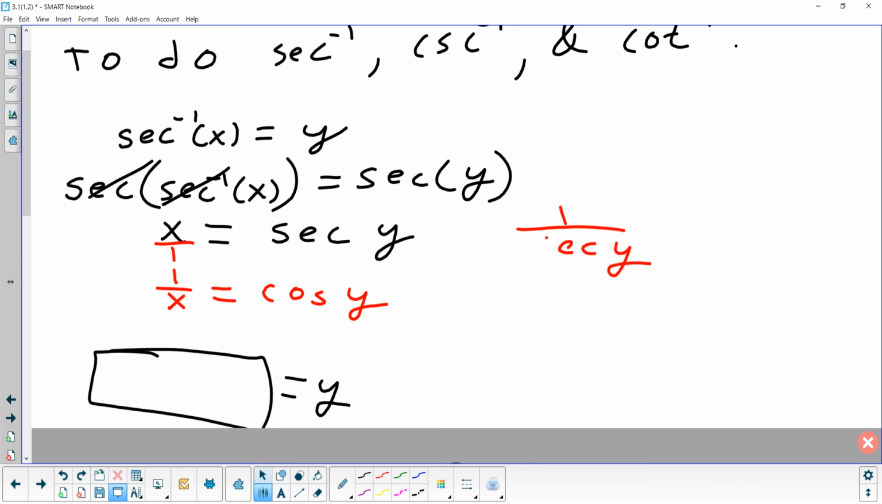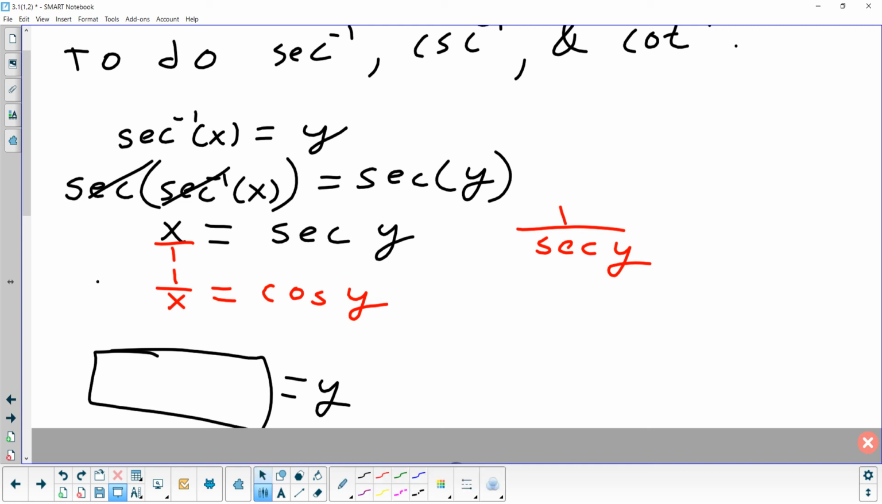It is 1 over secant, but we learned last week when you flip secant, it turns into cosine. Now the last step here is I want to get y by itself again. I don't want this cosine here. We just learned about a function today that cancels out regular cosine. Don, what function cancels out cosine? Inverse cosine. Inverse cosine.